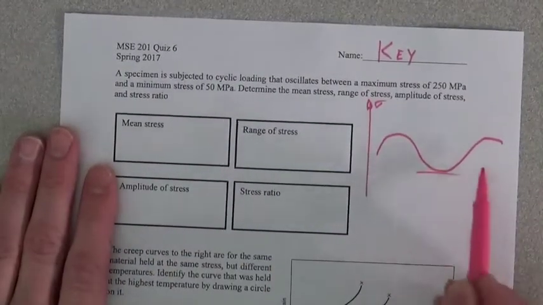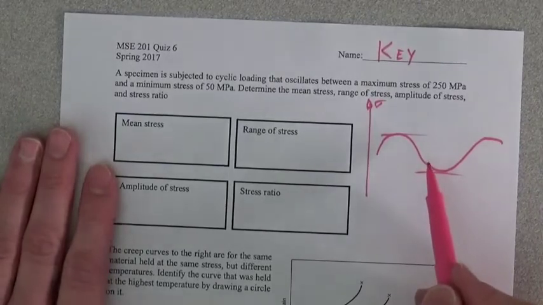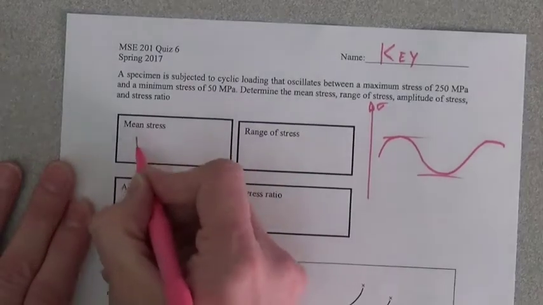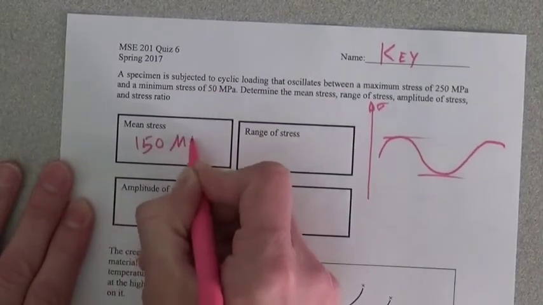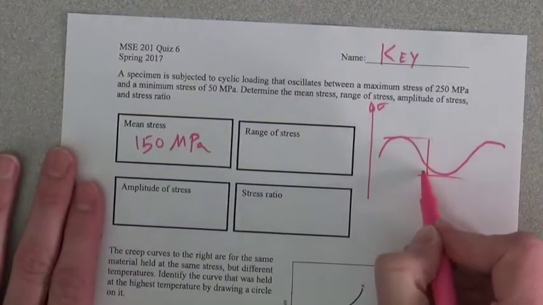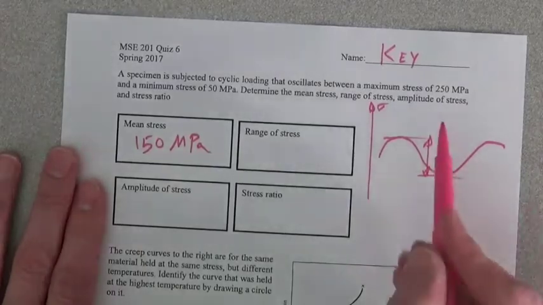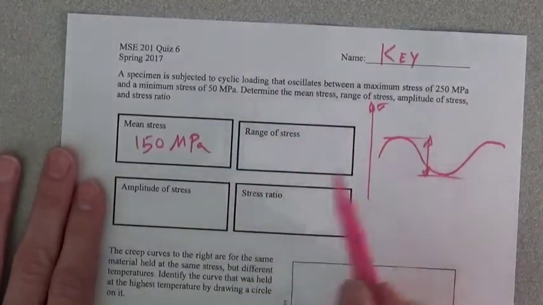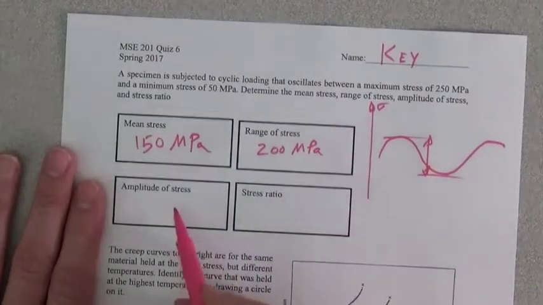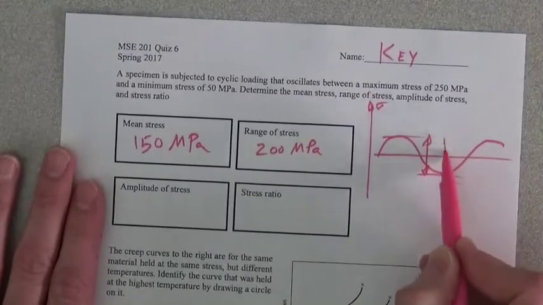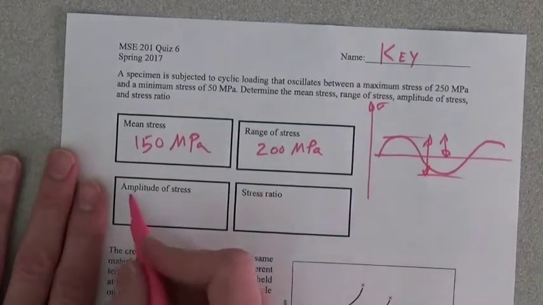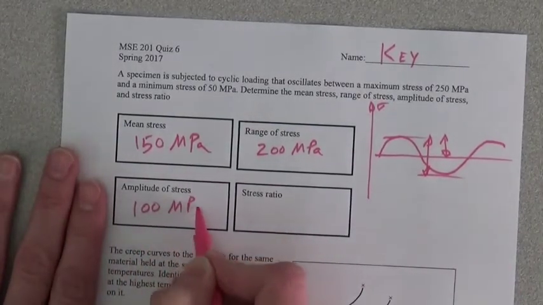The average stress is just the average of the high and the low, the max and the min. So we add the two together, divided by 2, and we get 150 megapascal. The range of the stress is the distance between the max and the min, and they're both tensile, so this distance is 200. And the amplitude of the stress is the distance halfway of the range, which makes it 100 MPa.